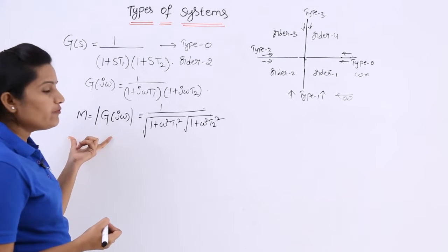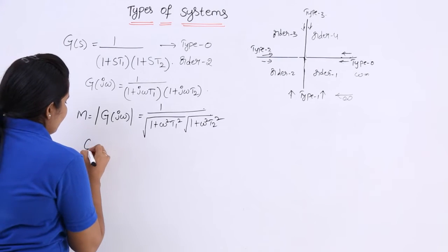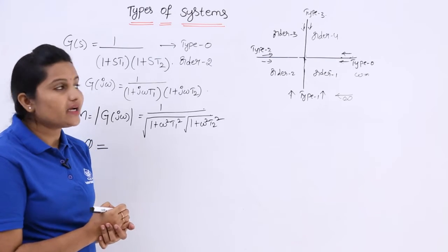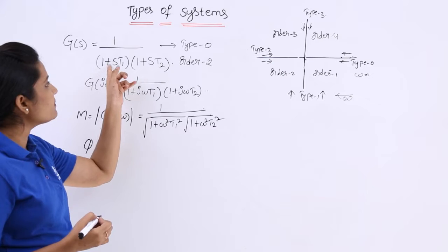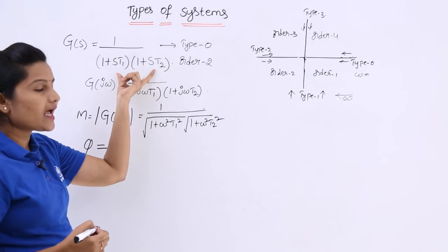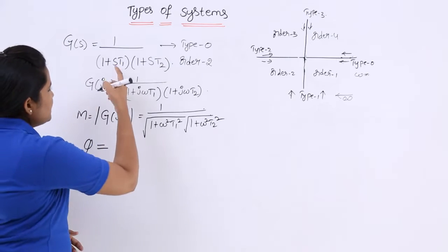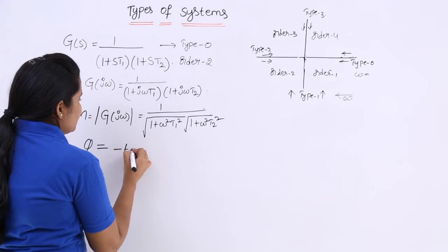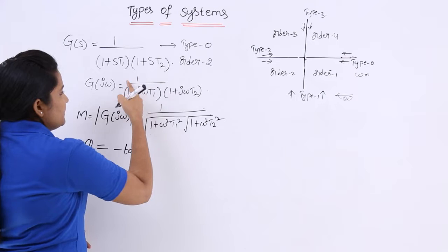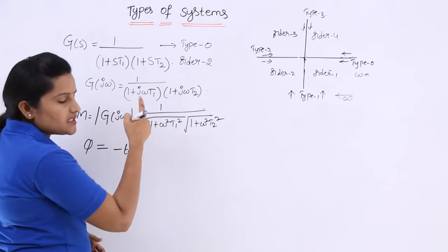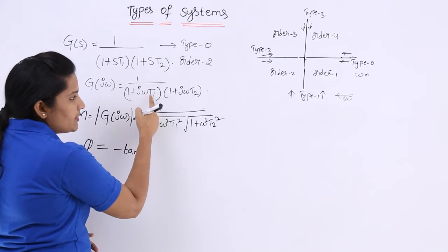Now, coming to the phase angle, phi. The phase angle is equivalent to minus tan inverse b by a in the case of 1 by 1 plus st1. But here you have two terms, so you will get two tan inverse terms. That means minus tan inverse b by a for each term, where I am considering the term as a plus jb.